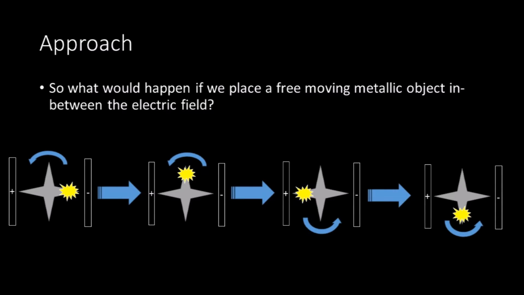Now the electrons are on the bottom part of the free-moving object. They're experiencing the same force of attraction and repulsion as they did when they were on the top part. But note, this is happening as a cycle at every single end of the free-moving object. Therefore, it will continue its motion.